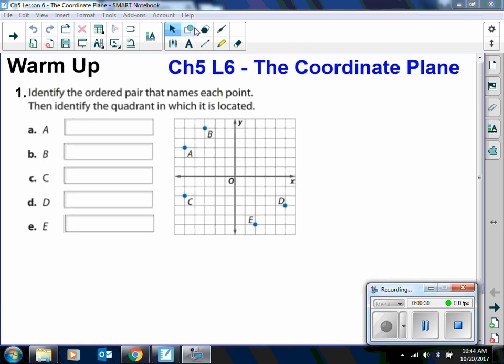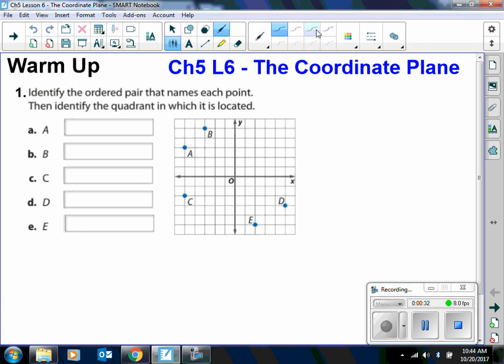Now this part is new for some of you. So we want to identify point A. So point A is right there. We want to name the ordered pair and name which quadrant it's in. So we always start at the origin and we go to the left. 1, 2, 3, 4, 5. And then we go up 1, 2, 3.